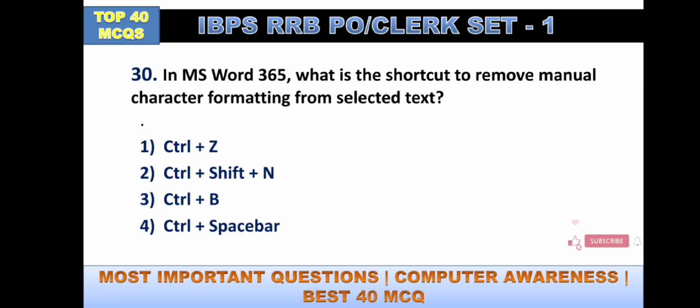In MS Word 365, what is the shortcut key to remove manual character formatting from selected text? So here it is Ctrl plus space bar, option number 4.